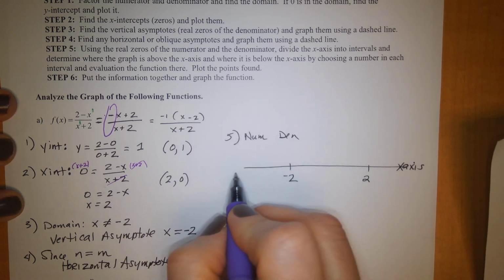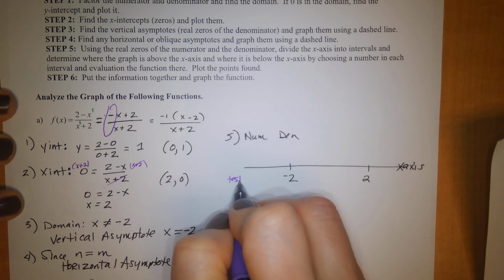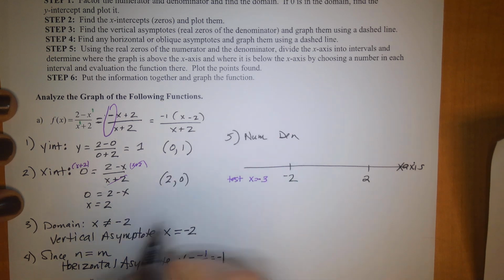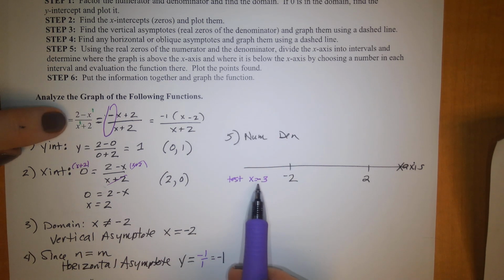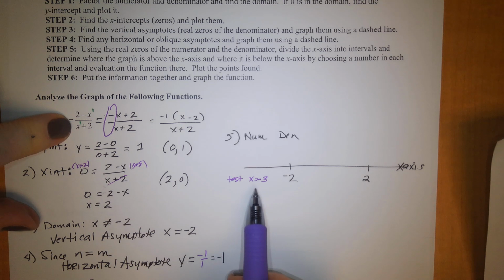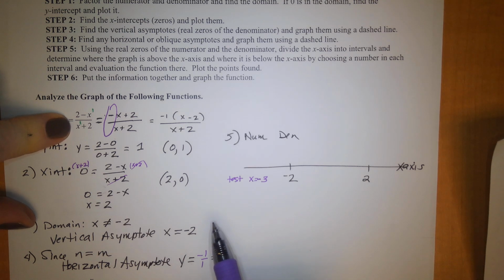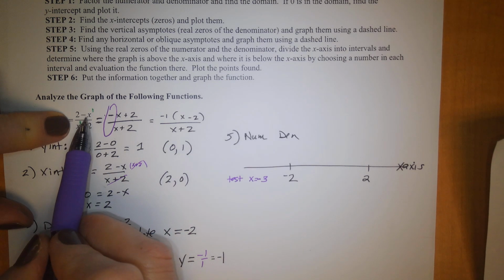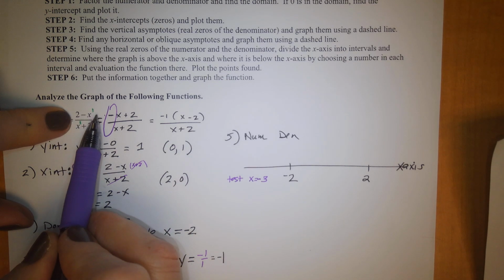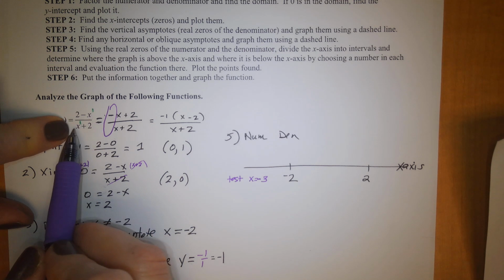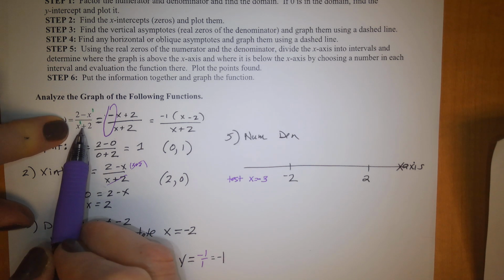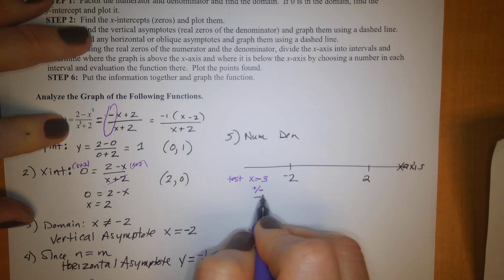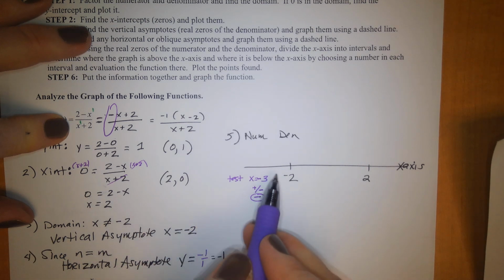So over here on the left-hand side in this interval, we're going to test the point x equals -3. If I test this point -3 into this original function, all I care about is whether we get a positive or a negative number, meaning it's above or below the x-axis. So if I put in a -3, I have 2 minus -3, so that's a positive. And then I have -3 plus 2, which is a negative. So I have a positive divided by a negative, which ultimately gives me a negative, which means it's below the x-axis.